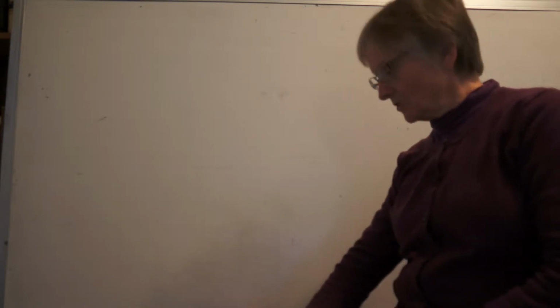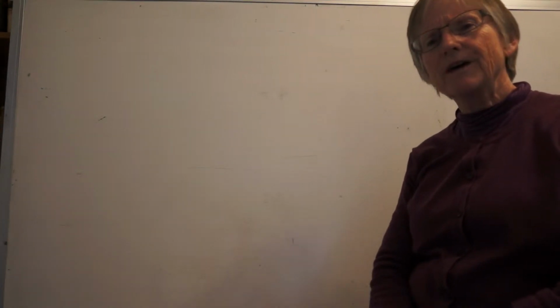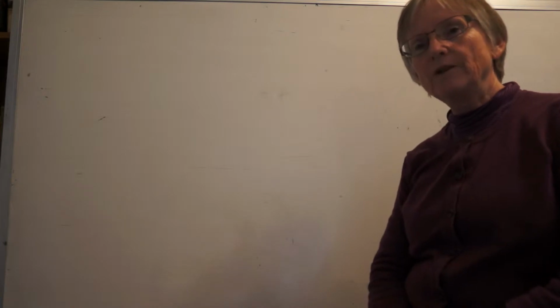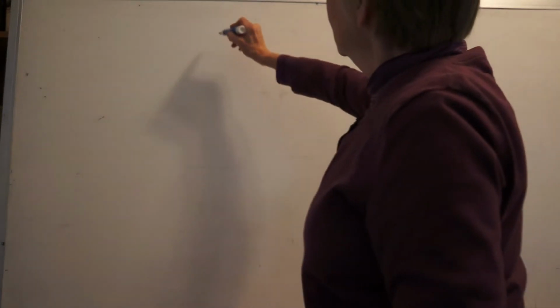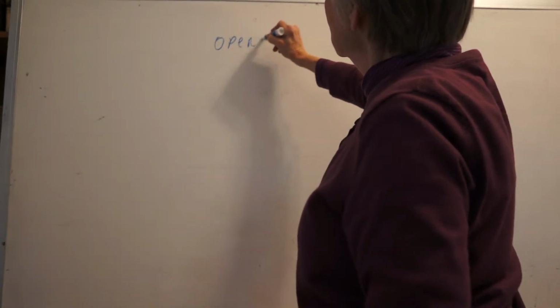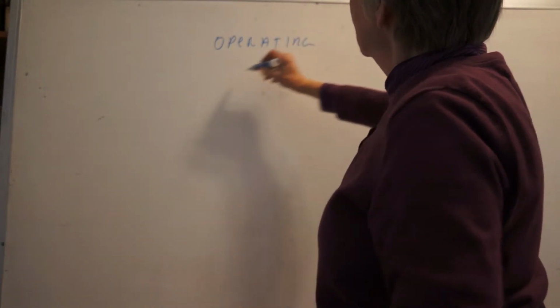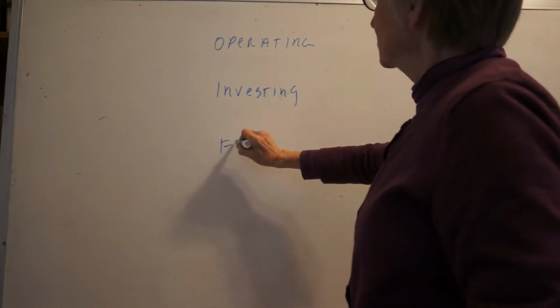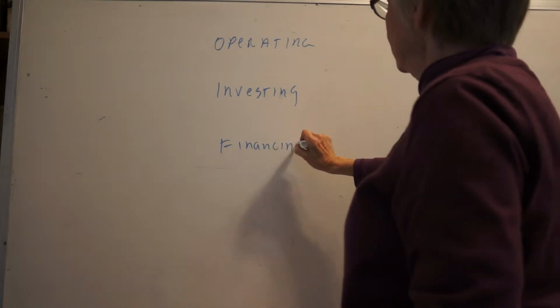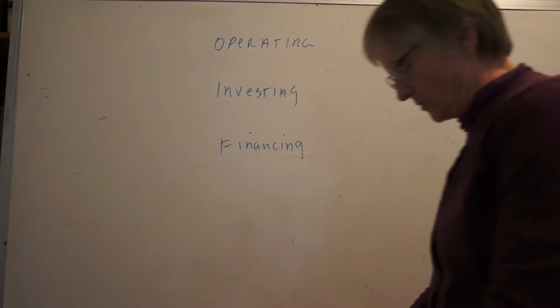So why is that useful? Well, a company can tell you all kinds of things about what its plans are and what its aspirations are, but the cash flow statement tells you what it's really doing with its money and where it's really getting its money. So it tells us how a company is getting its cash. You've got your operating section and your investing section and your financing section. And I'll leave it at that for the moment.